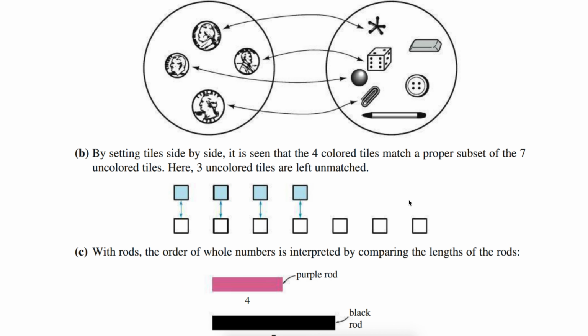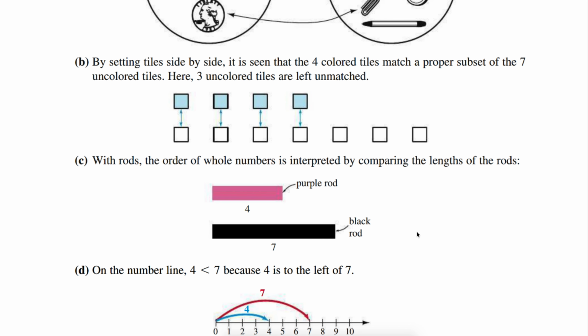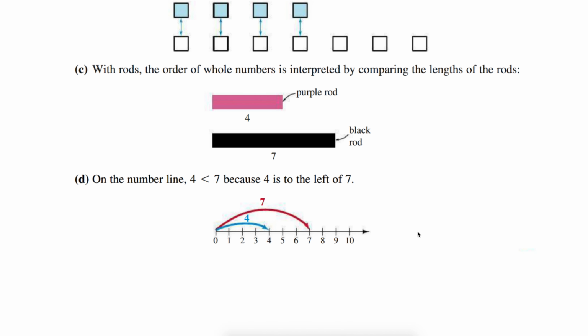You could do the same thing with the tiles. So I've got these blue tiles. There are 4 of them, and 7 white ones. Pair up the ones that can be paired. There are 3 white ones left over. So again, 4 is less than 7. With the rods, you're comparing the length of the rods. Okay, 4 is less than 7. The rod is shorter. And again, on the number line, 4 is to the left of 7. Therefore, 4 is less than 7.